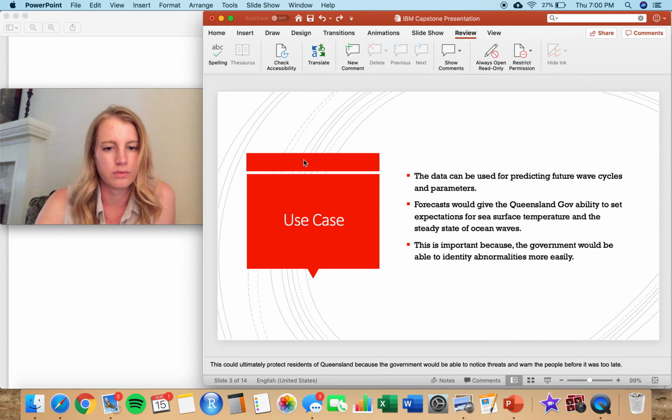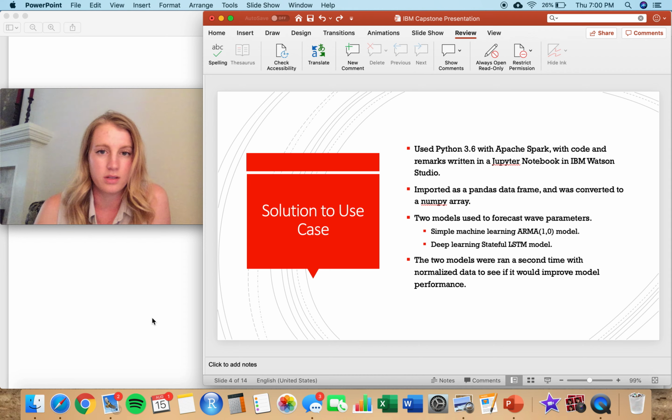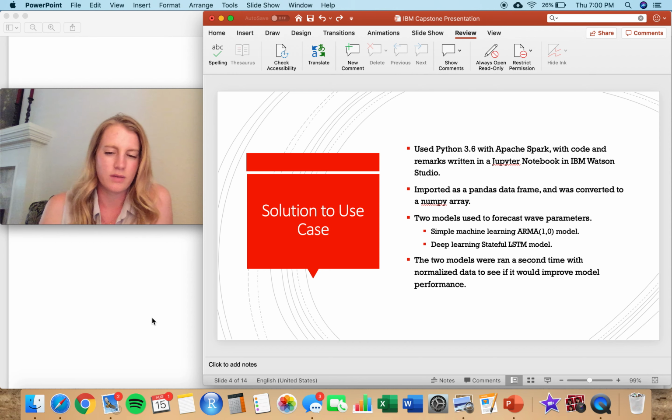My solution to the use case: I used Python 3.6 with Apache Spark, with code remarks written in a Jupyter notebook in the IBM Watson Studio. I imported the data as a pandas data frame and converted it to a NumPy array for computation ease. The two models used to forecast the wave parameters were a simple machine learning model, which was an ARMA 1,0, so autoregressive order 1, moving average order 0 model, and a deep learning stateful LSTM. I used a stateful LSTM because this data is time series data and thus depends on state.